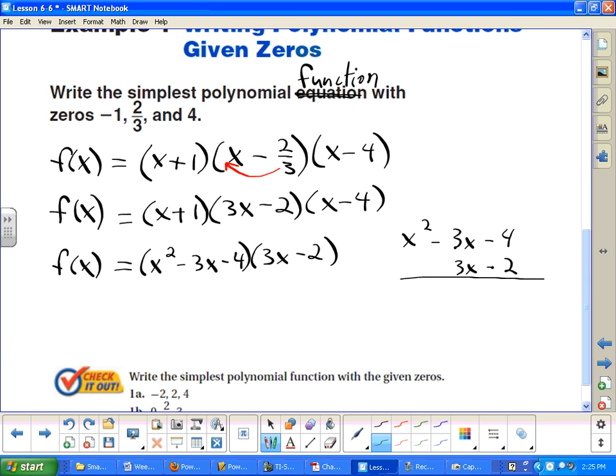I'm going to do it vertically. You could use a table. You could do it vertically. You can do it horizontally, whichever way you prefer, because we all have our own special ways we like to do that multiplication.